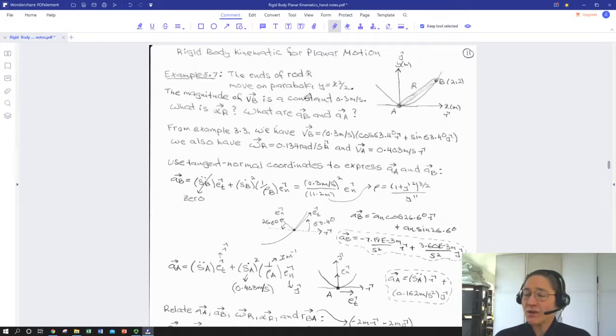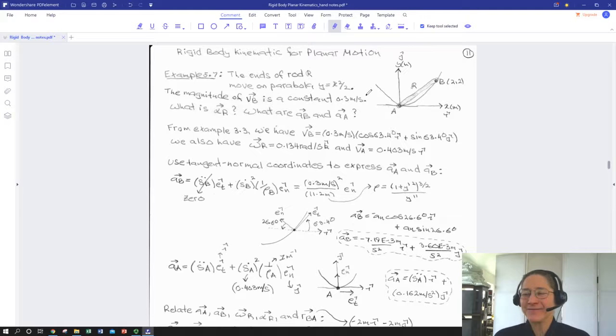Let's see what the accelerations are. We've already solved for velocity, so we're going to pull in some data from that previous problem. We brought this over, we already solved it. But we are given the magnitude of the velocity of B. We're told it's constant, so its acceleration is 0.